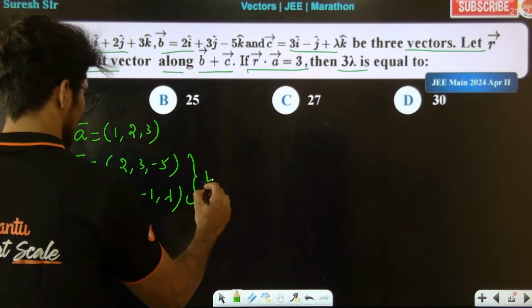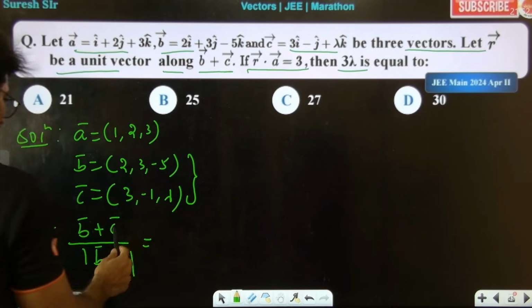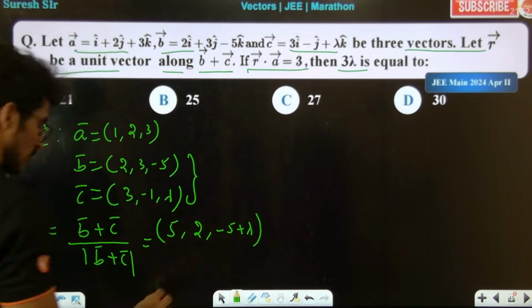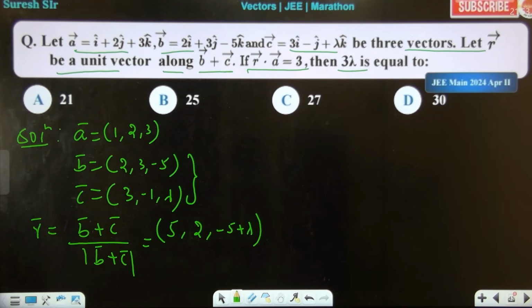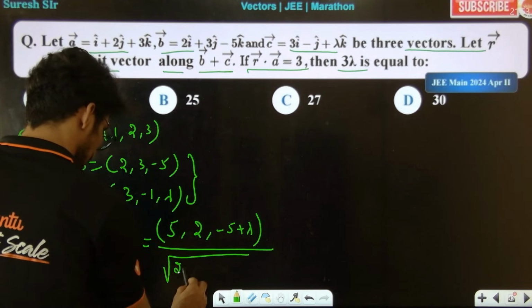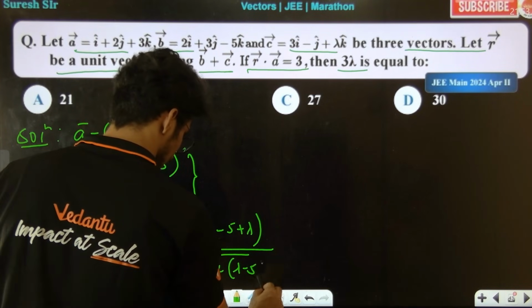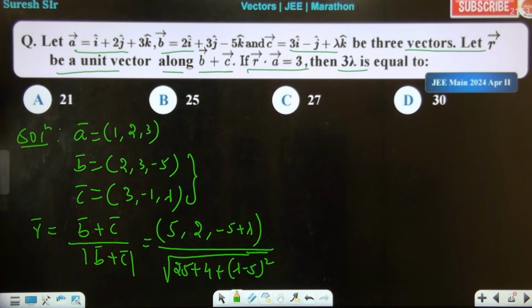Firstly, what is the B plus C vector? B plus C is 5, 2, and lambda minus 5. Any doubts? Now what is the magnitude? It is the square root of 25 plus 4 plus lambda minus 5 whole square, the squares of the i, j, k components individually. Understood?